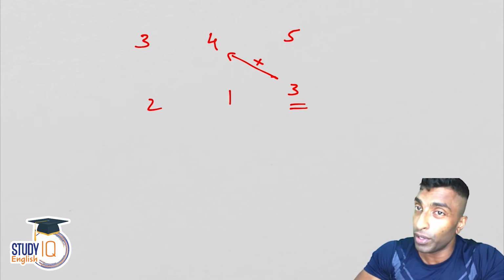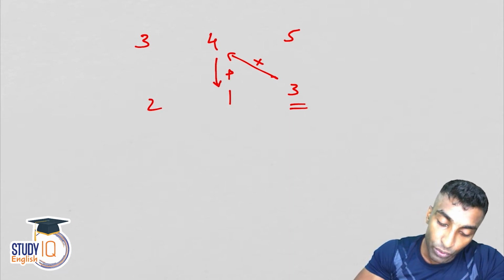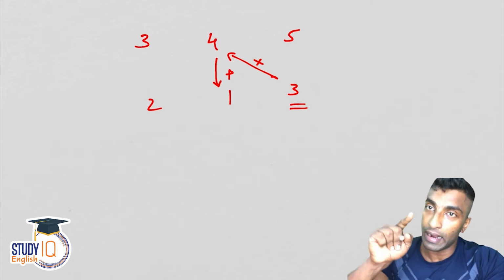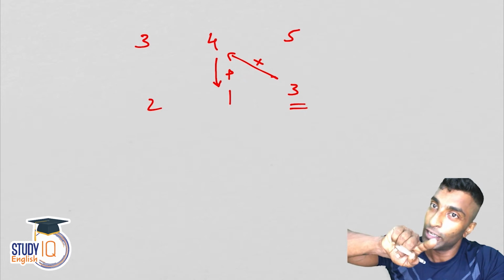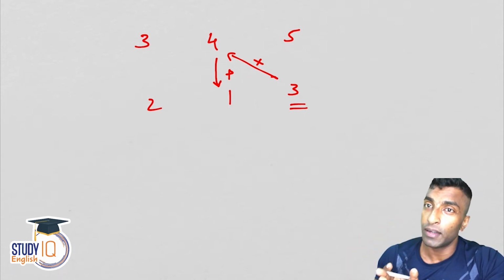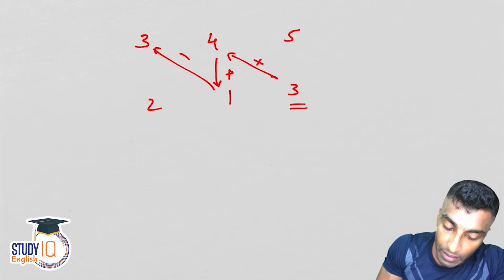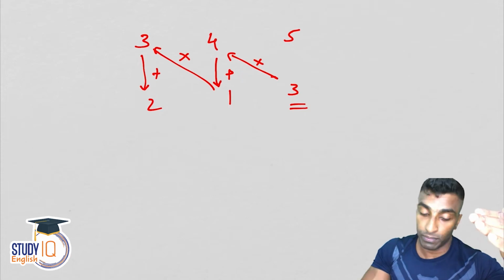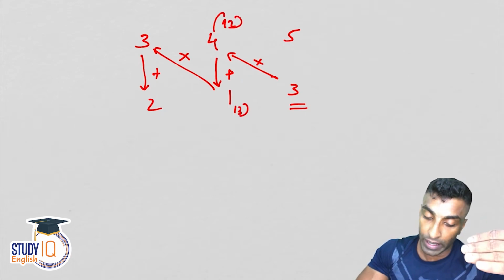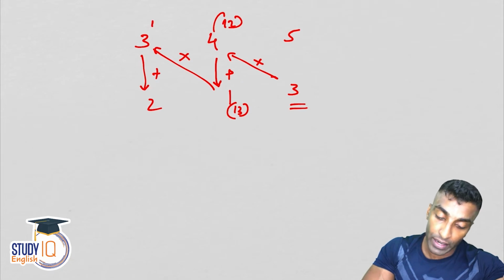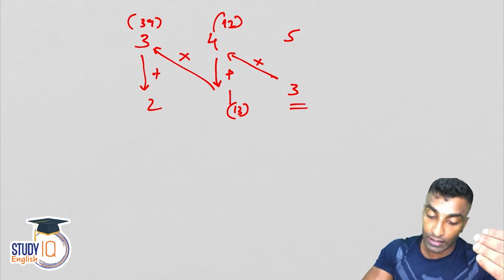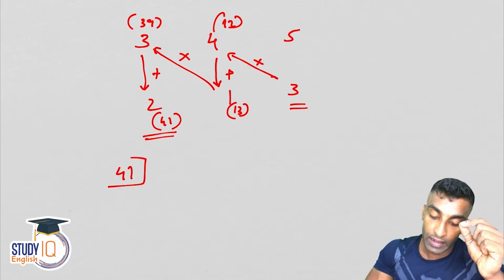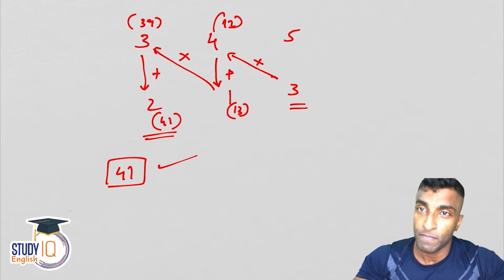So 3 multiplied by 4, you will get 12. And vertically you add. Vertically it's like the plus symbol, right? Diagonally it's the multiplication symbol. So diagonally multiply, vertically add. Again go diagonally, multiply, and then vertically add. So 3 multiplied by 4 is 12. 12 plus 1 is 13. 13 multiplied by 3 is 39. And 39 plus 2 is 41. So 41 is your answer.